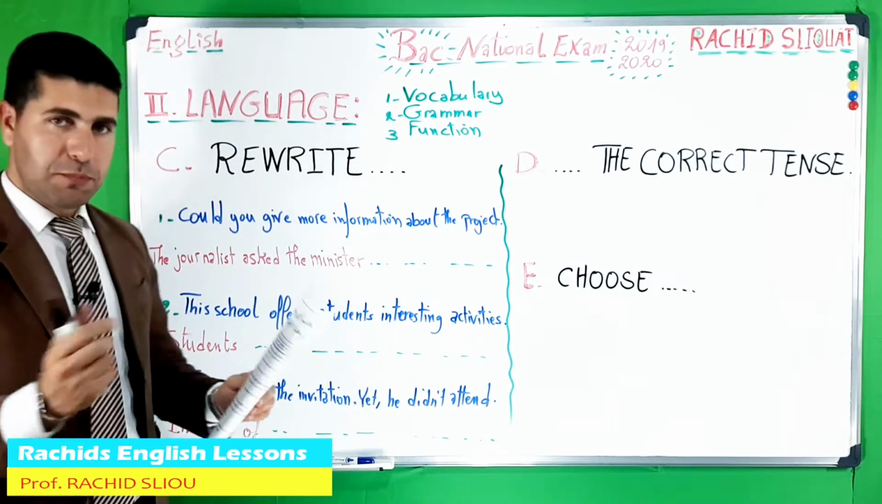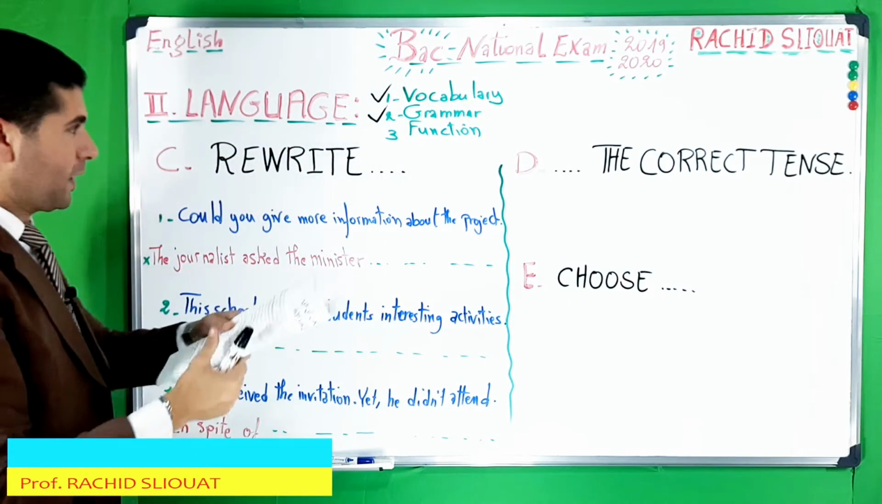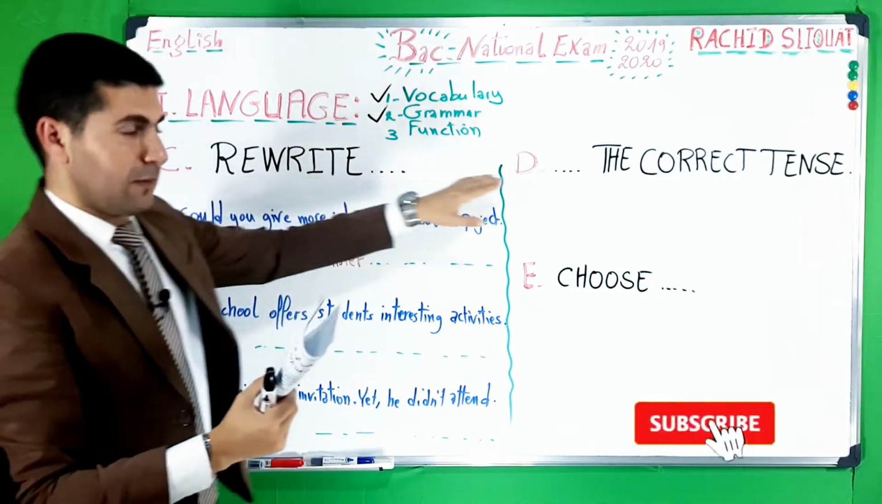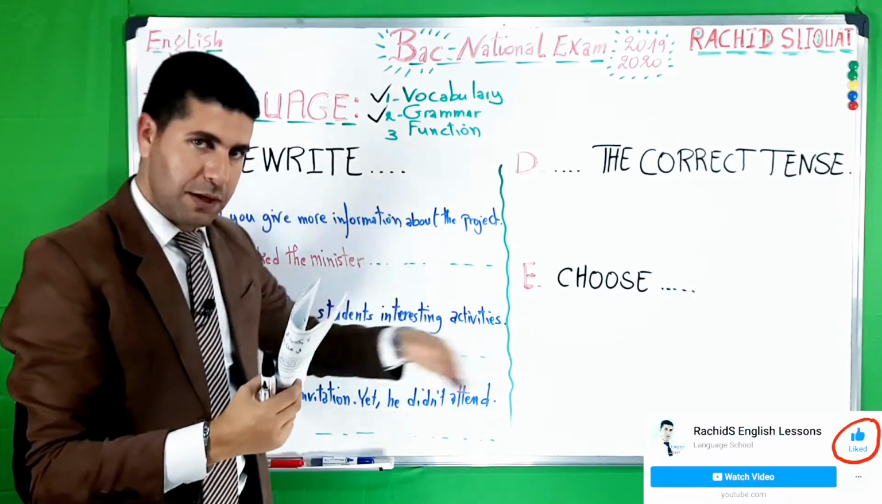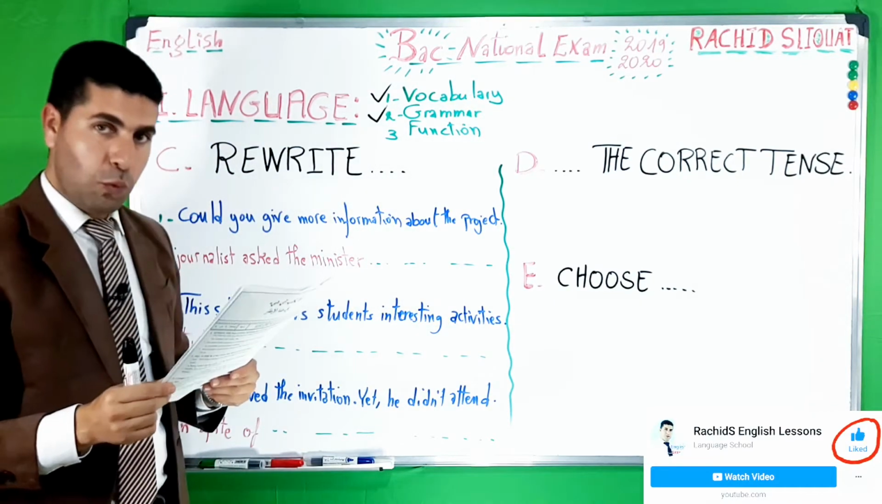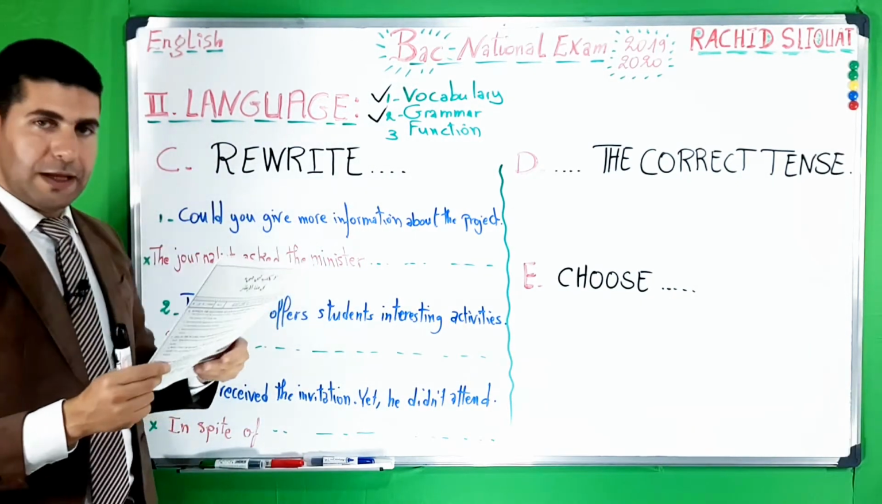All right, so the grammar part, as you can see, consists of something like 3 exercises. Exercise 1, exercise number 2, and exercise number 3. Let's start with exercise number 1. And exercise number 1 has to do with rewriting.